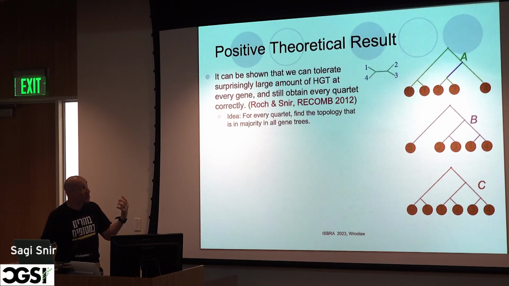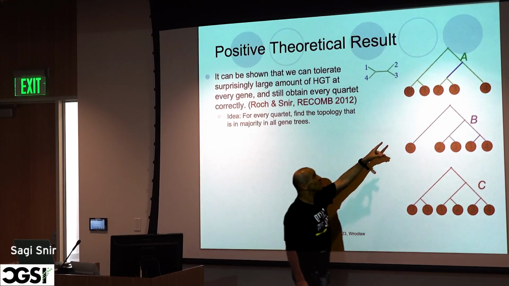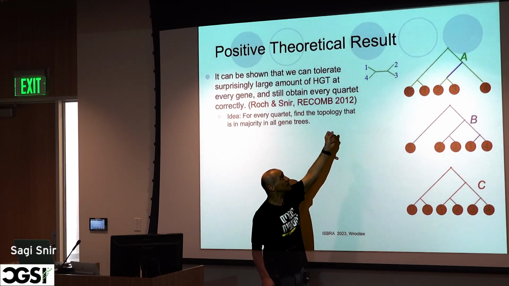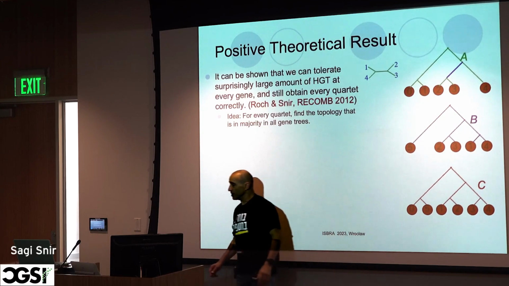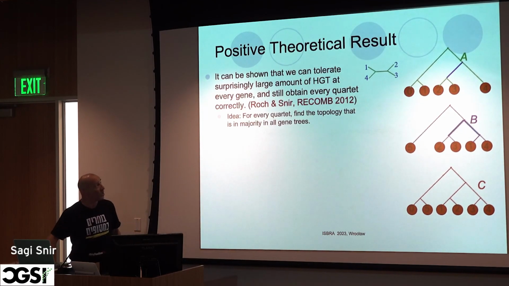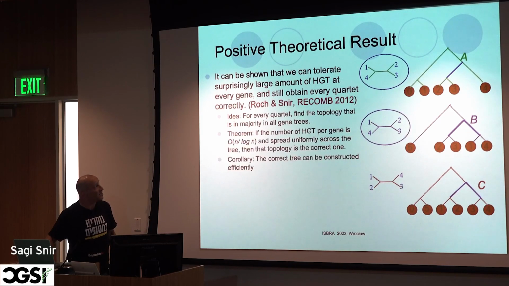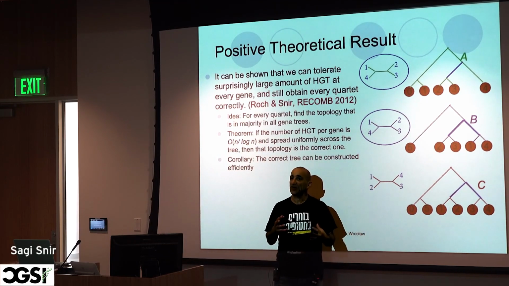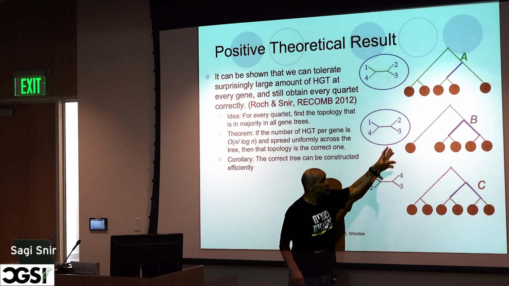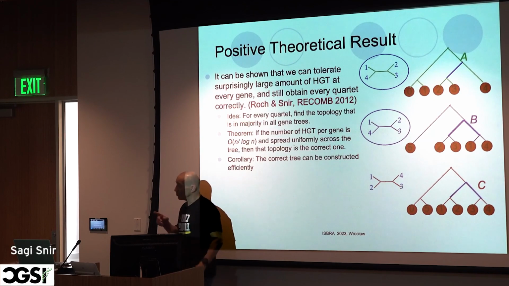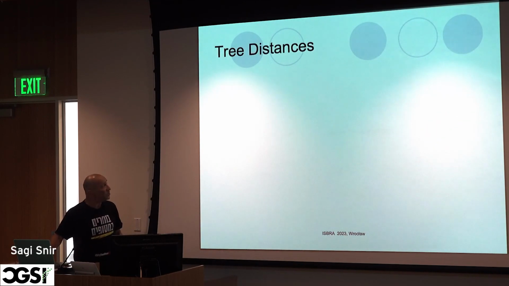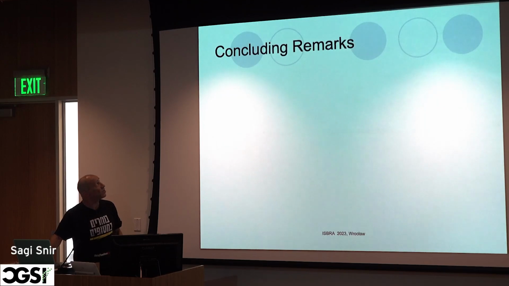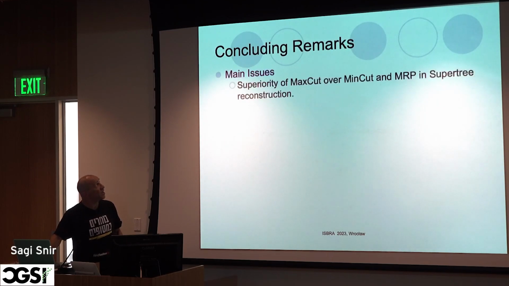So every tree or every quartet actually has a vote. So this tree votes over this quartet by joining 1 and 4 versus 2 and 3. All these are the algorithmic details. But the theorem here is that we can actually tolerate a very high rate of gene transfer and still reconstruct the correct tree. Let me just move to the conclusion and the main issues.